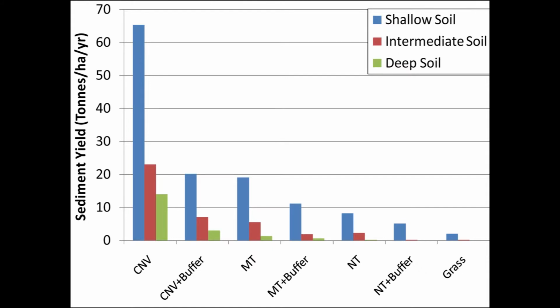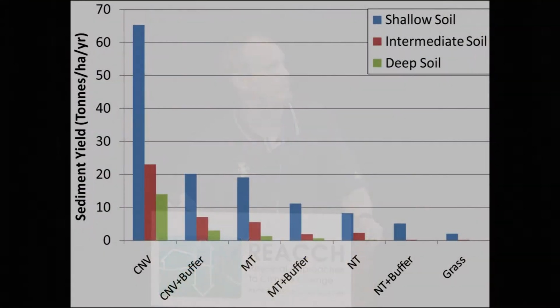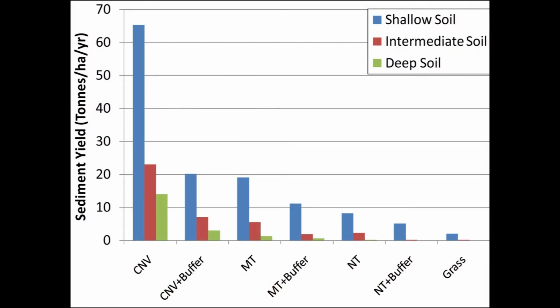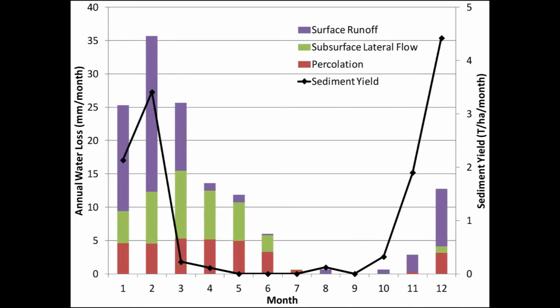You put a buffer at the bottom, we're still at 20 tons per hectare per year, which is pretty good soil erosion rate. So if you have these shallow soils, you almost have to go to no-till before you get to significant declining soil erosion. You can see with the deeper soils, then mulch till, you almost eliminate most of it. And so you can see that the tool can let you visualize in your AEZ how sensitive it is to type of tillage.